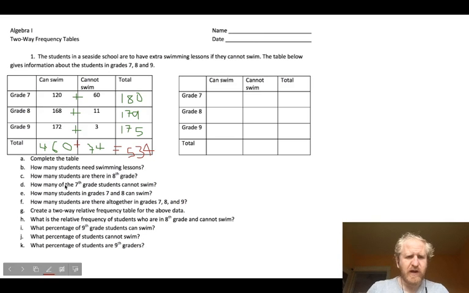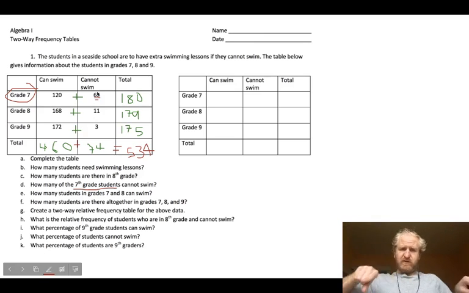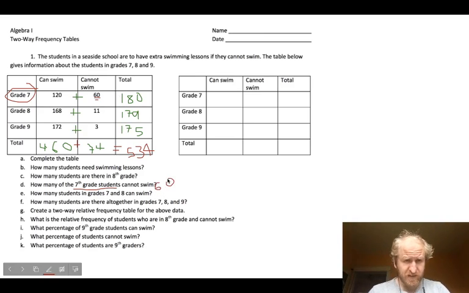All right. So how many of the 7th grade students can't swim? It's letter D. Now, when I was reading that question, I would first go to 7th grade students. So that's right here, right? So I look at the 7th graders, and then I look to the right. How many cannot swim? 60, right? Because that's in the cannot swim column. So with two-way frequency, oftentimes you can ask really specific questions that ask you to look in two different things, right? So how many of 7th grade students cannot swim? 60.